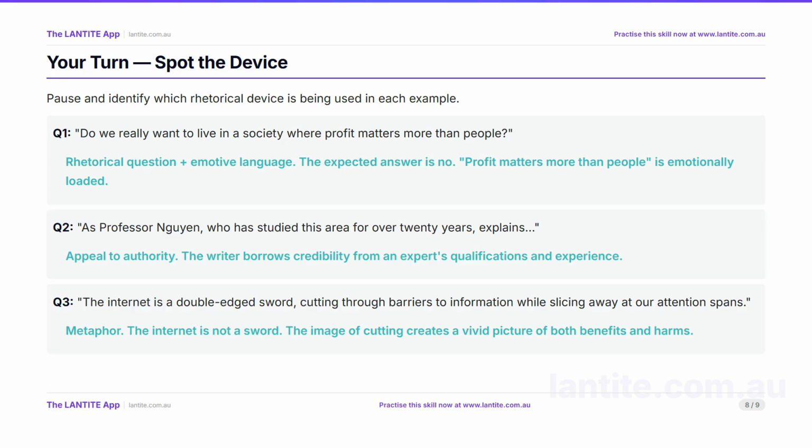Question 3. The internet is a double-edged sword, cutting through barriers while slicing away at attention spans. This is a metaphor. The internet is not literally a sword, but the image of cutting creates a vivid picture of both benefits and harms.